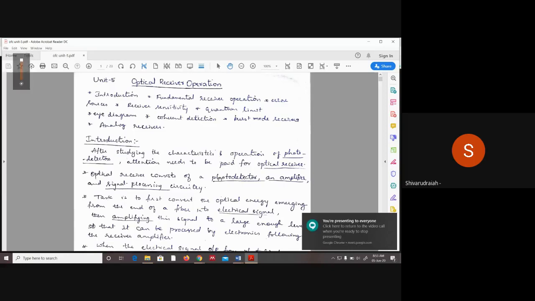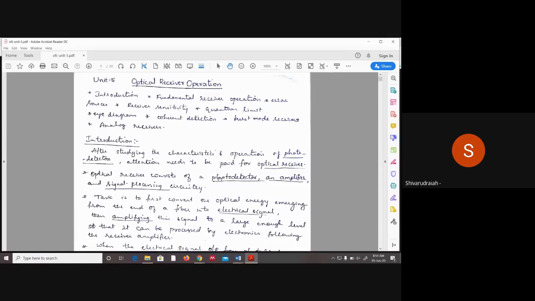In optical receiver operation, we will have the introduction to how the optical receiver section is constructed and some of the fundamental receiver operations, along with the noise sources or the error sources that arise in the optical receiver section. Then topics such as receiver sensitivity and quantum limit. These are the topics which will be covered under optical receiver operation.